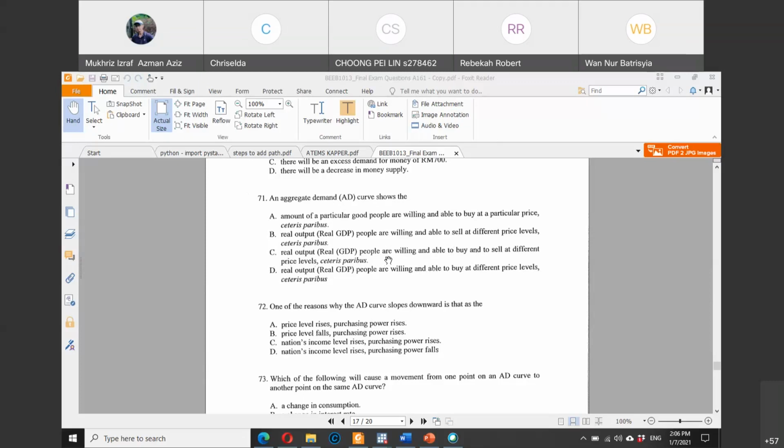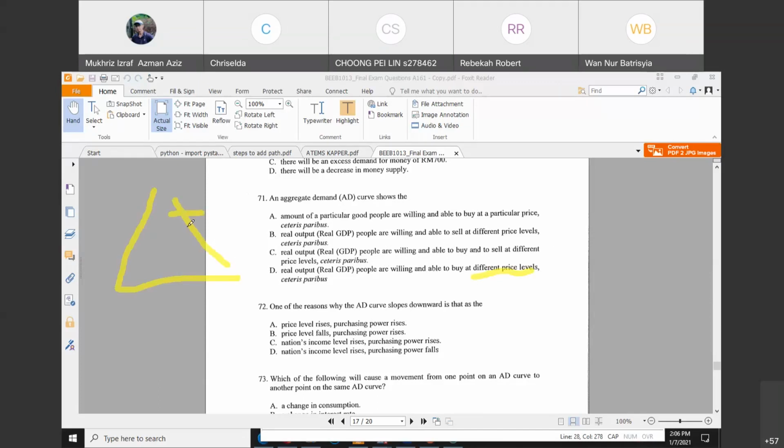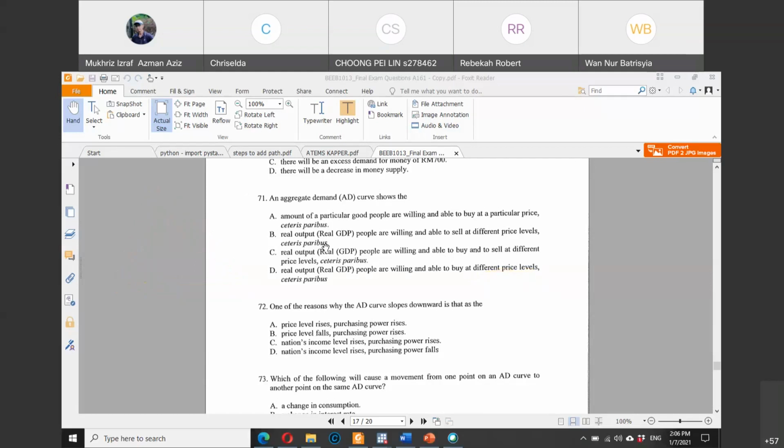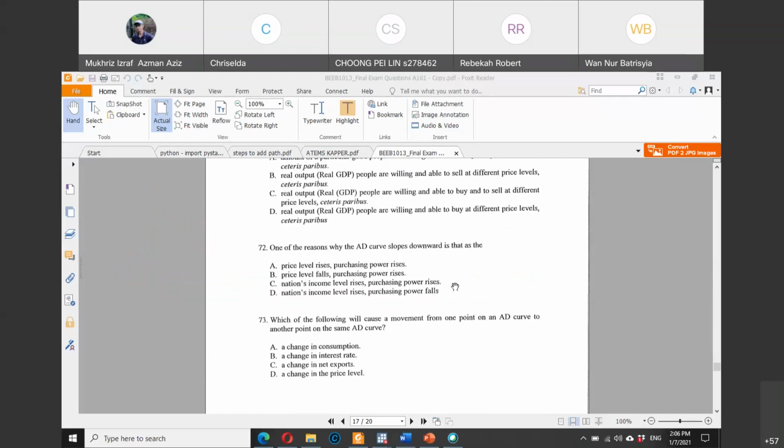C is not correct. It says people are willing and able to buy and to sell, and you even have the word selling here. A is similar to D, but the difference is that it says at a particular price, not just at one price but at different price levels. Because when you draw your aggregate demand, there are many prices on this line. So that is what it means by different price levels.